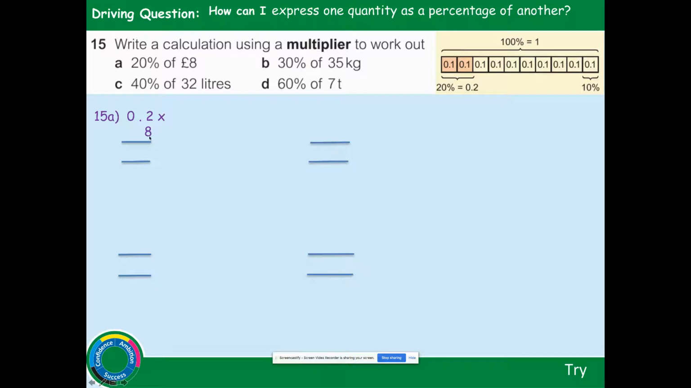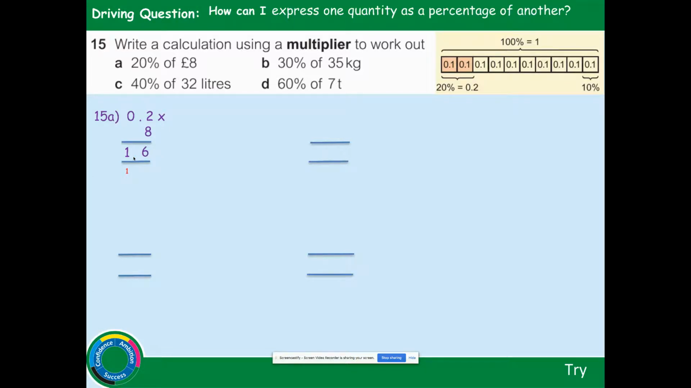So 2 times 8 is 16. We carry the 1. 8 times 0 is 0, because anything times 0 is 0. So 0, add the 1 that we've carried, is 1. And we've got 1 decimal place in the question, so I need 1 decimal place in the answer.